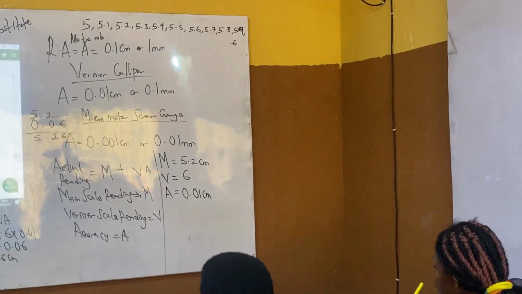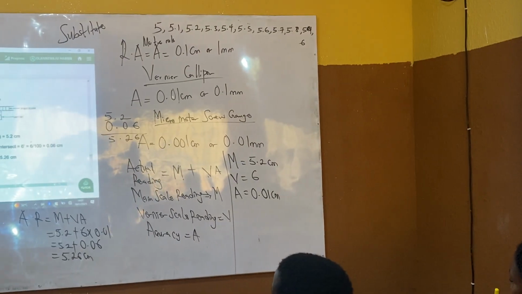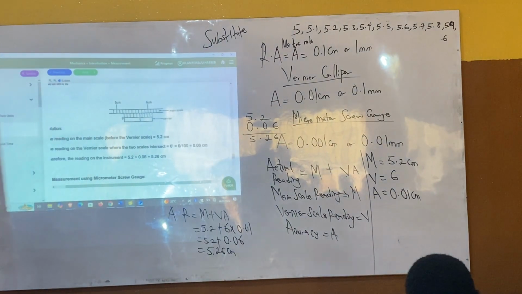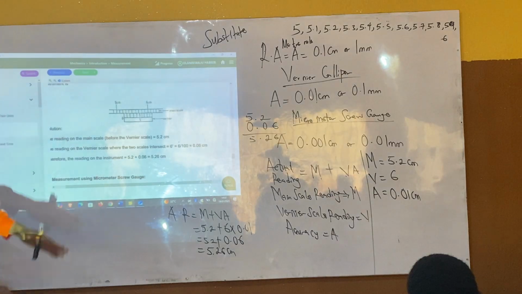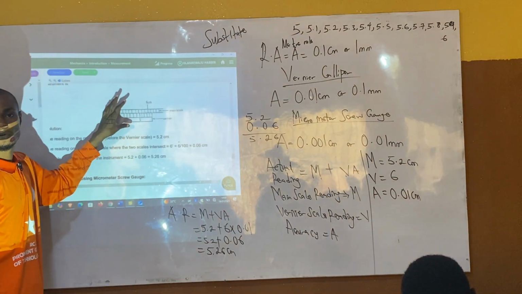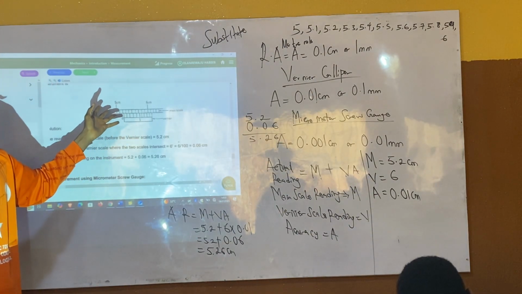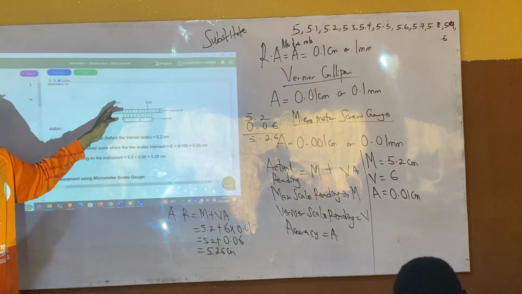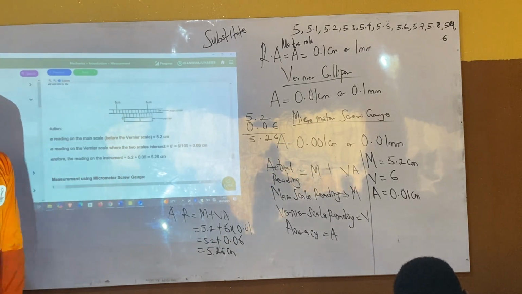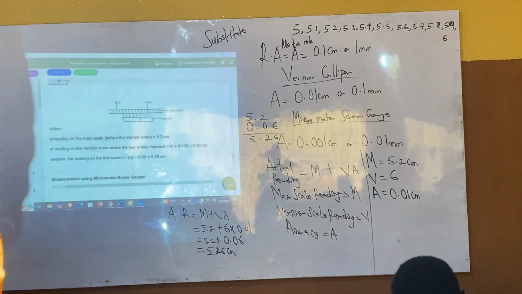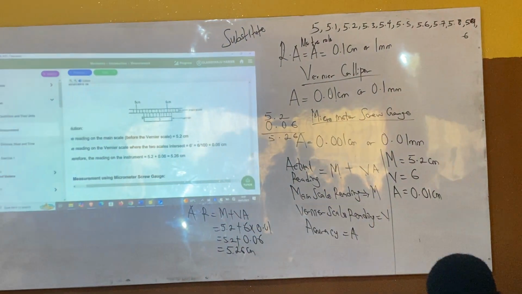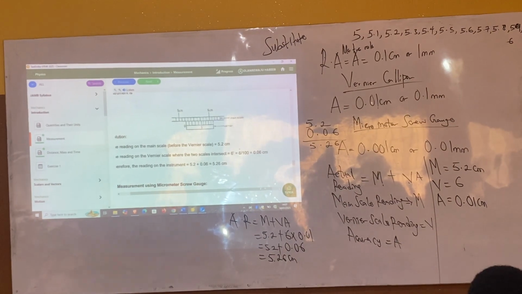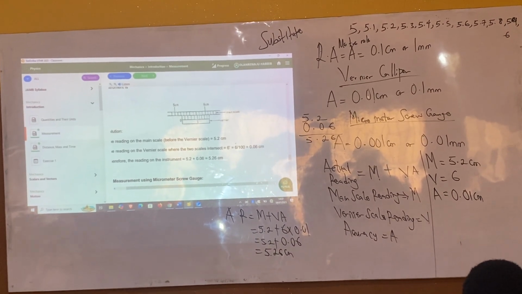This is the question. When you see this, you know that it is the main scale and vernier scale for a vernier caliper. This is the question. You can pause it while writing.